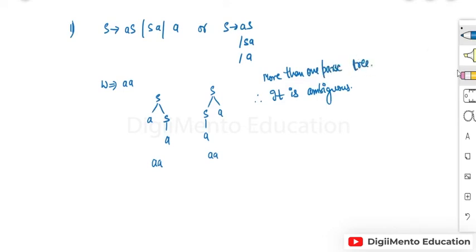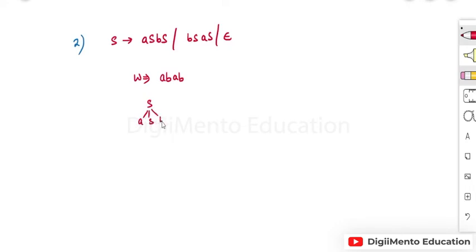Clear? Let's take one more example. Suppose this is given to you: S goes to ASBS, BSAS, epsilon. Now we have to find out whether the given grammar is ambiguous or not. You have to hit and try basically. So just try to find the string ABAB. Let's do that. ASBS, right? Now if we want to expand this, we can write BSAS, right? So we have generated ABAB, and we can just make the rest epsilon.